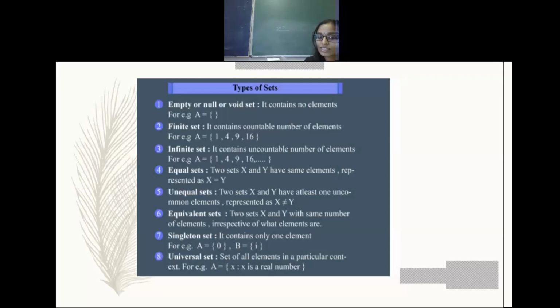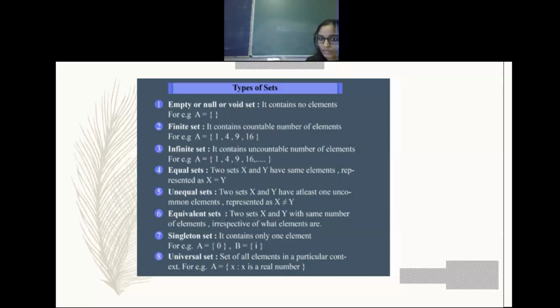The next one is singleton set. What is a singleton set? The set which contains just one element is called a singleton set. For example, if I have to say X is a set such that which contains even prime number. Which is the even prime number that we know? 2. And hence it is a singleton set.